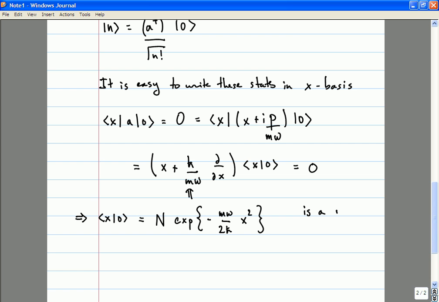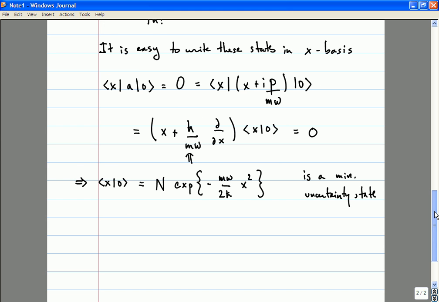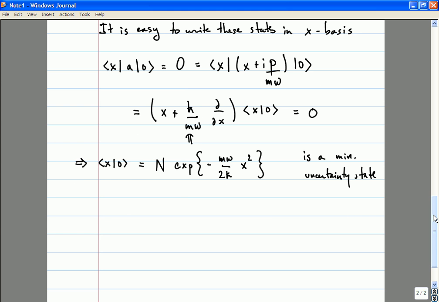And one comment I will make, in order to touch base with something that I'll be discussing later on in this lecture, is that this is a minimum uncertainty state. The product of the variances of delta x and delta p saturates the Heisenberg uncertainty relation in this state. In fact, that is true for any value of the frequency omega.